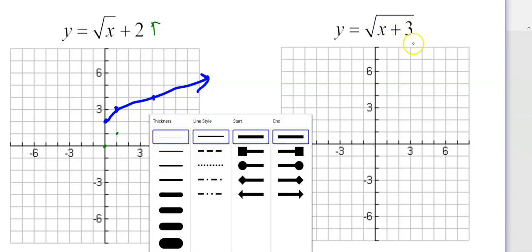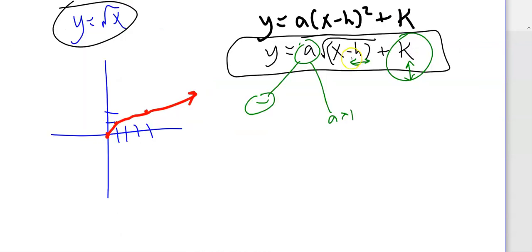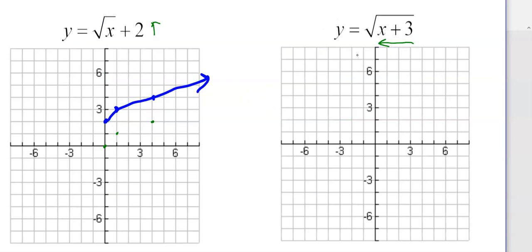So let's see, this one's going to move it to the left 3 units because, again, it's x minus h, so x minus -3. So it goes the opposite of what you think inside the parentheses. You have to think of that as inside the parentheses.